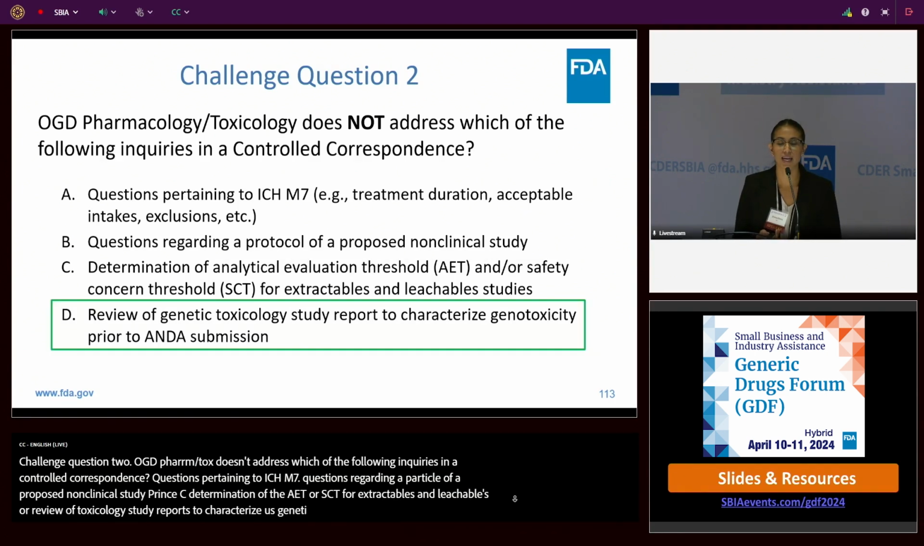D. Again, a control correspondence may address or provide input on a non-clinical study design, but it does not review the study itself.